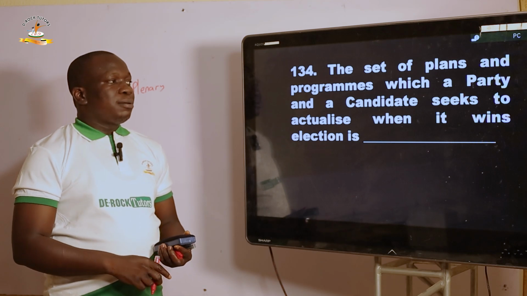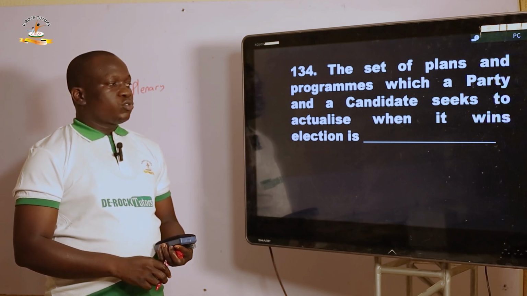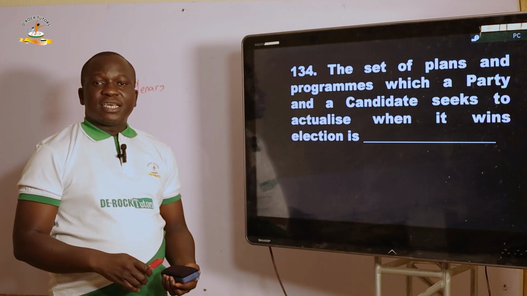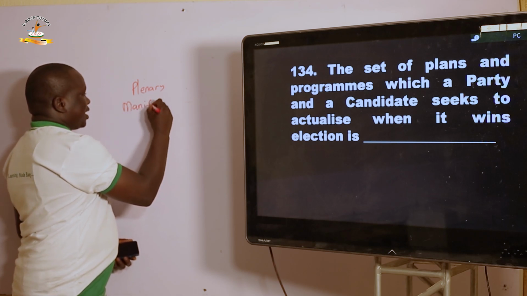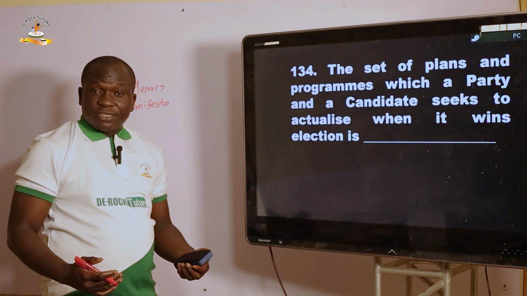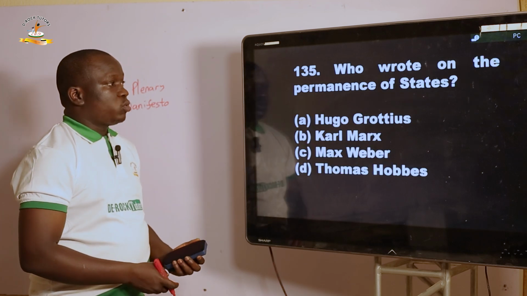The set of plans and programs which a political party and a candidate seeks to actualize when it wins election is called dash. The answer is manifesto. So that is the cardinal plan, policies and programs which a political party intends to achieve and actualize when they capture political power. Now to the next question.